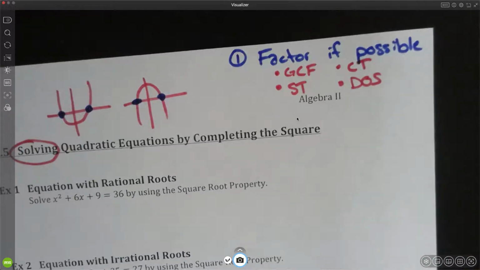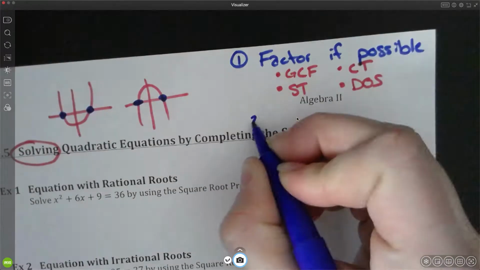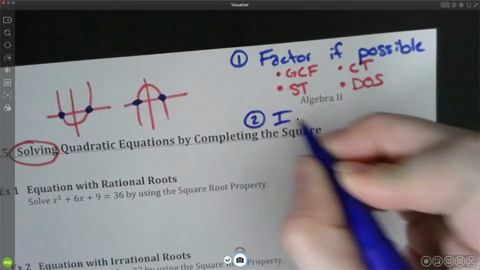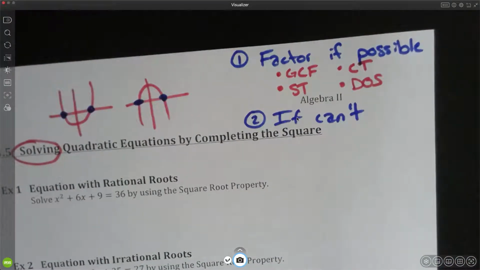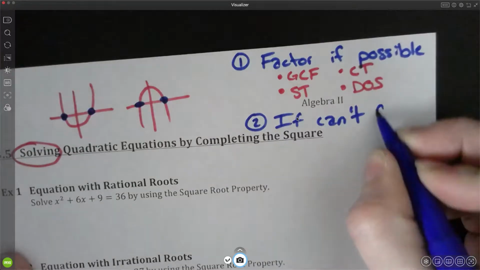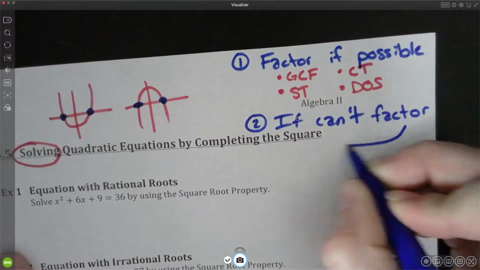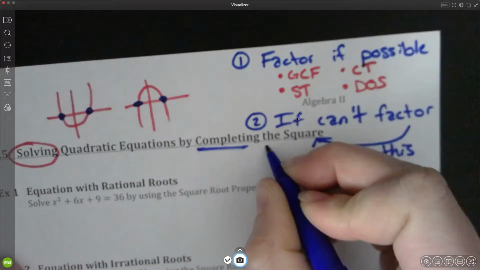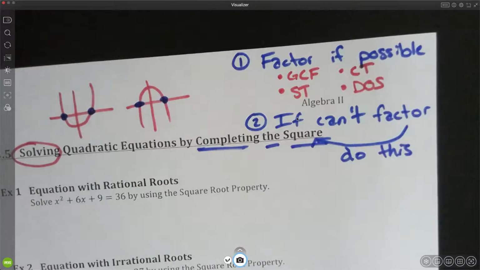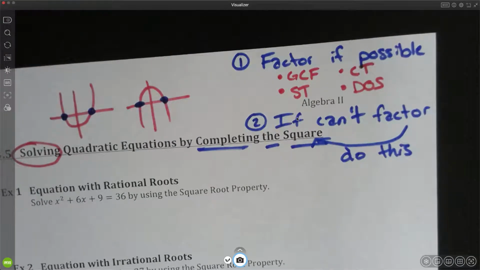Now, not everything you are able to factor. So if you can't factor, if absolutely none of those methods will work, do this, which is called completing the square. If you can't factor, you will always be able to complete the square. Okay? And that's what this looks like. This is your kind of last resort.